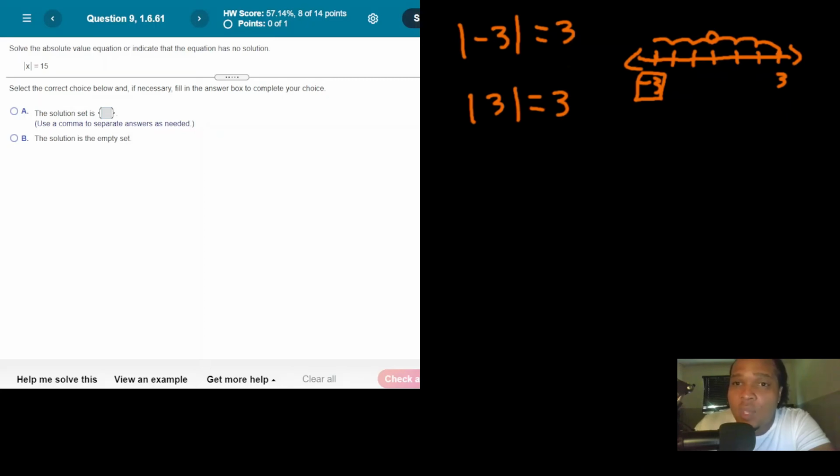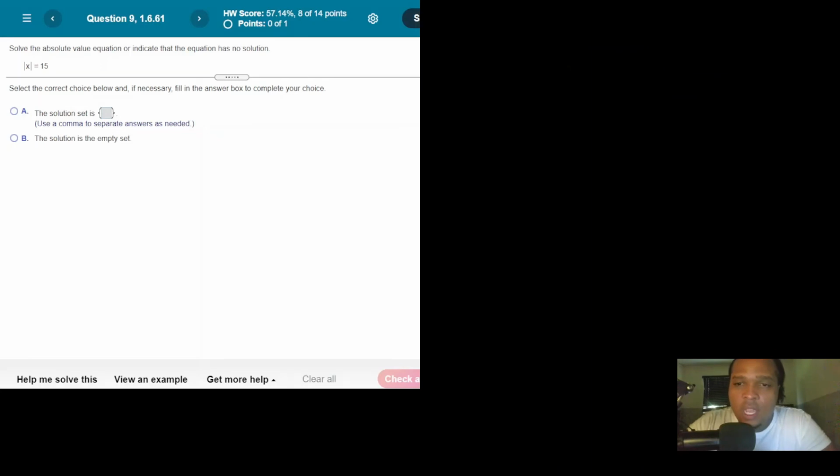So you can see we got 2 of the same answers. We have 2 3s here. They're both coming from 2 different possibilities. So that's the idea you want to have with absolute value. You're going to have a negative version. You're going to have a positive version. And you're going to see they're going to keep on giving us problems expressing that.